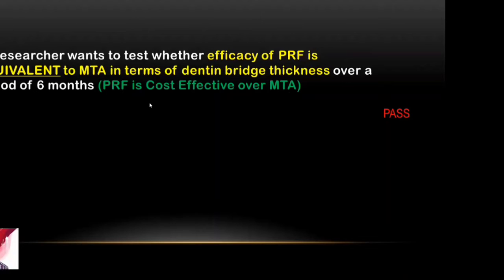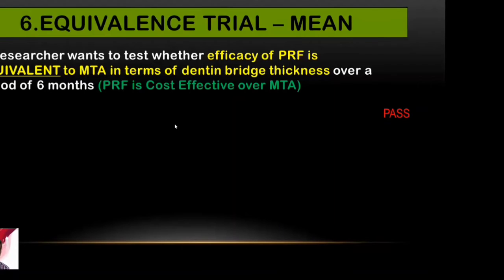take from the blood sample, and we can centrifuge it. Its cost is very low compared to that of MTA. Some patients cannot afford MTA. So he wanted to find an alternate material. The alternate material should be equivalent to MTA. It should not be inferior. So this is an equivalence trial based upon mean, because dentin bridge thickness is measured as a mean.